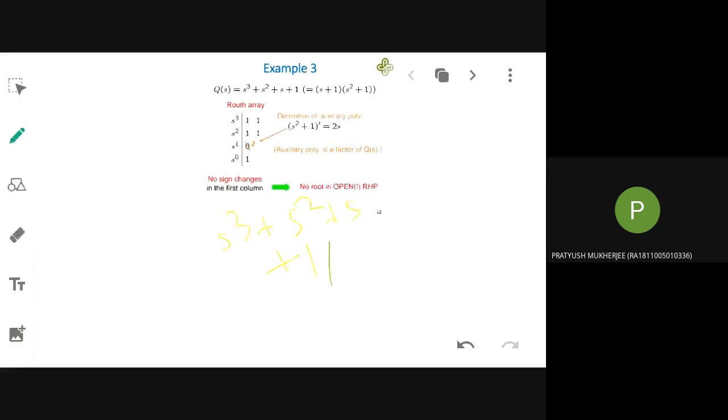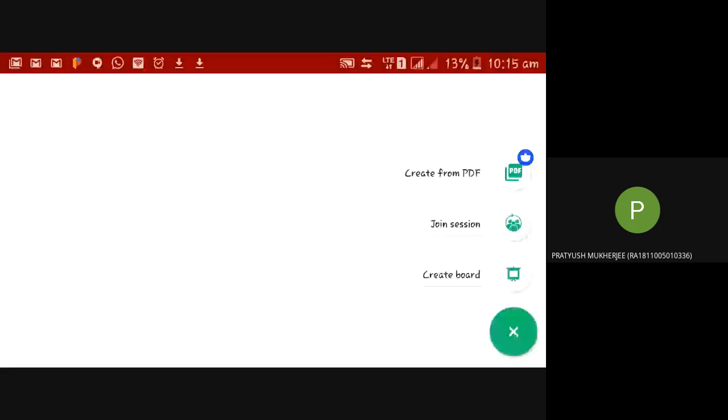I think all of you have taken down the equation. One more time I'm showing it. S cube plus s square plus s plus 1. Okay. You have to tell me now. I'm creating the board. Tell me, s cube plus s square plus s plus 1. I want answers from the girls' side only. Girls, girls, girls.